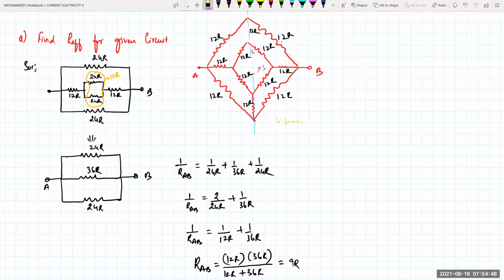So what I'm doing first, I'm drawing the perpendicular axis of your symmetry. Where is the perpendicular axis of the symmetry? This one. Whatever the resistance has been passing through that one, that will become ineffective. Resistance that is 12R. So this 12R and this 12R, what happens, beta? It will become ineffective.